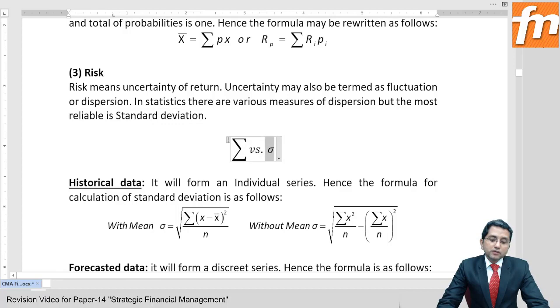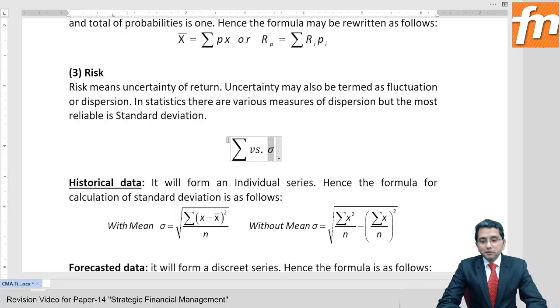Now, the sign we use for standard deviation is called sigma. See the highlighted text. This is the sign. People also name this as sigma, but this is the capital sigma versus this is the small sigma. So capital sigma is the sign for summation, while small sigma is the sign for standard deviation. Don't get confused when I say sigma.